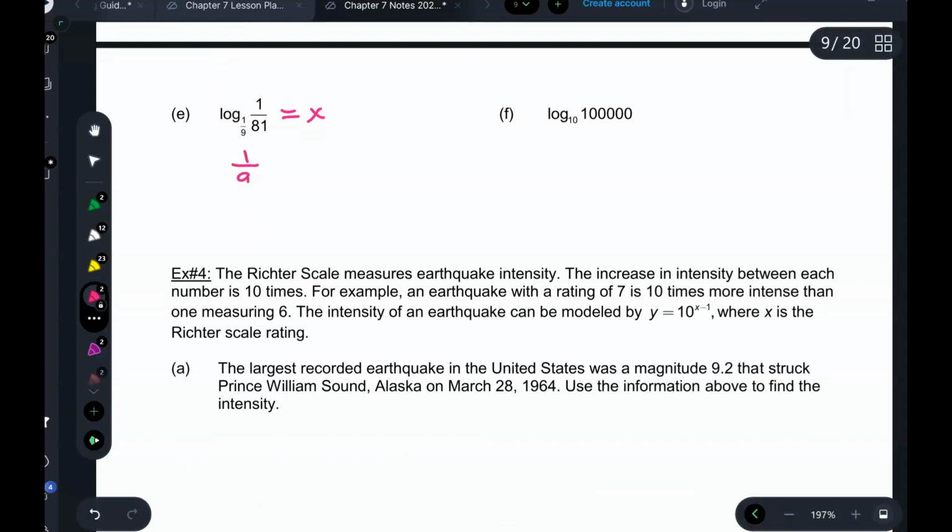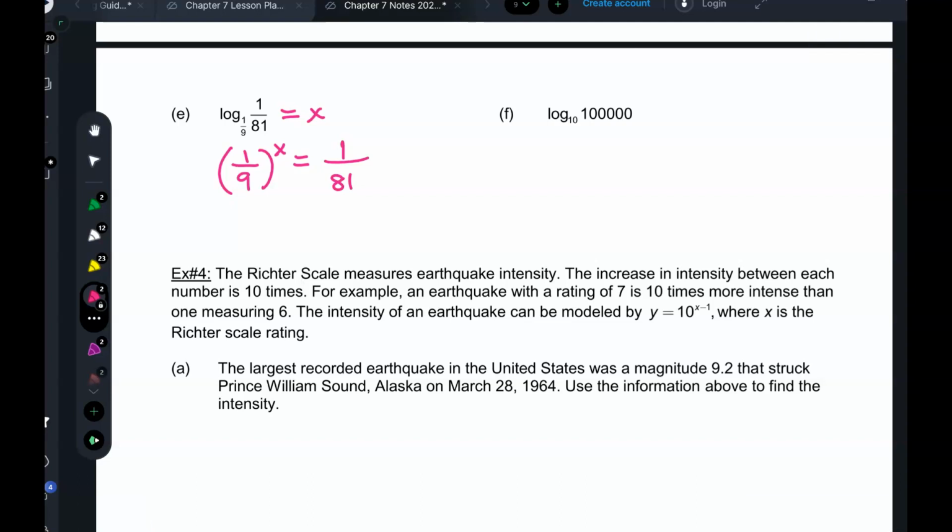All right. 1/9 to the x. Yes, yes, fine. Right? 1/9 to the x gives us 81, 2.